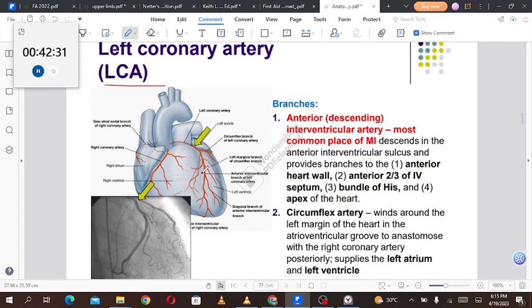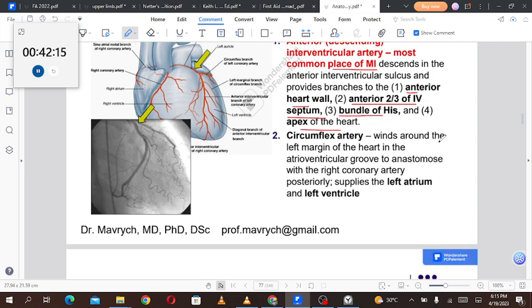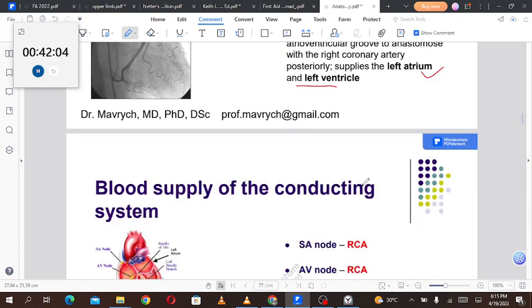Left coronary artery branches: the anterior descending interventricular artery, the most common place of myocardial infarction, descends in the anterior interventricular sulcus and provides branches to the anterior heart wall, anterior 2/3 of the interventricular septum, the bundle of His, and the apex of the heart. The circumflex artery winds around the left margin of the heart in the atrioventricular groove to anastomose with the right coronary artery posteriorly and supplies the left atrium and left ventricle.